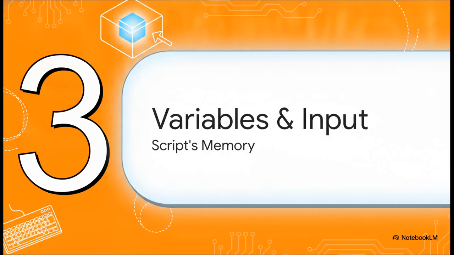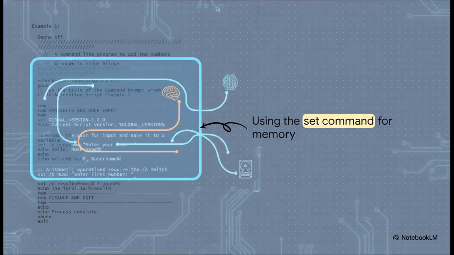Let's tackle Section 3, Variables and User Input, creating the script's memory. Okay, so a script that just runs the exact same static commands is fine, but to make it truly powerful, it needs to remember dynamic data, like a storage box that adapts every single time you run it. We define that memory using the set command, and the cool part, when we want to pull that memory back out, we just reference the variable by wrapping its name in percent signs, like %username%.